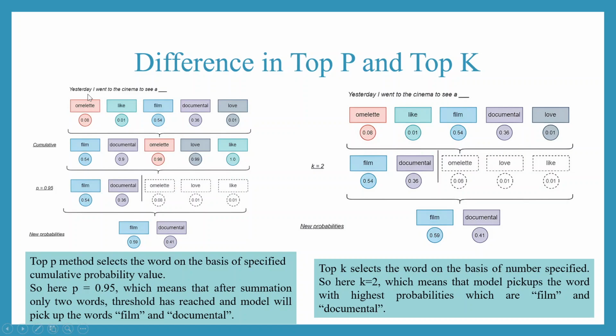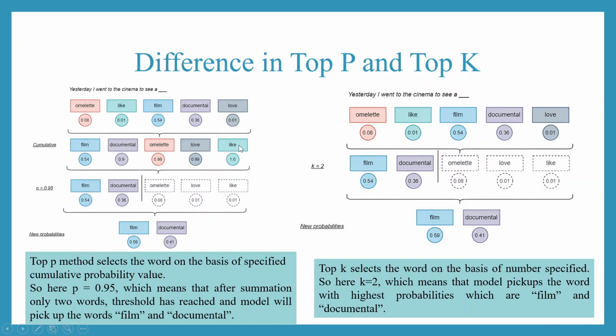The prompt is, yesterday I went to the cinema to see a. The probable words are omelette, like, film, documental, love, and their respective probabilities. So what will the top P approach do? First of all, it will arrange the words in the decreasing order of the probability. Film has the highest probability, followed by documental, followed by omelette, followed by love, and like.